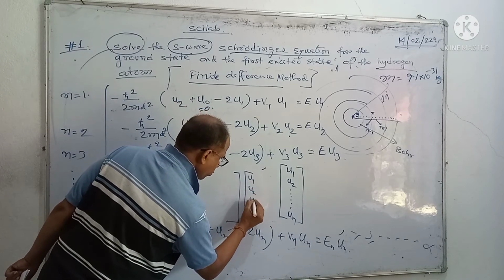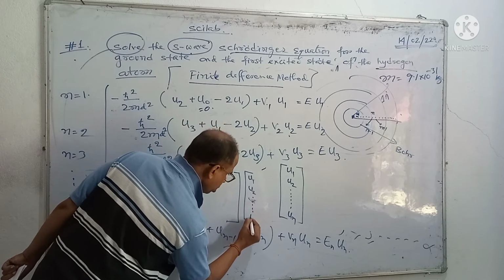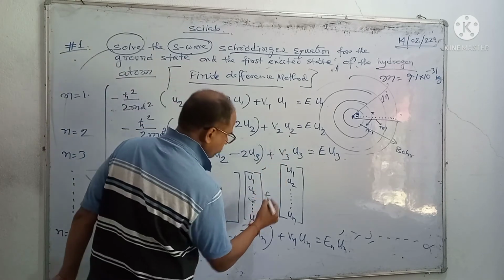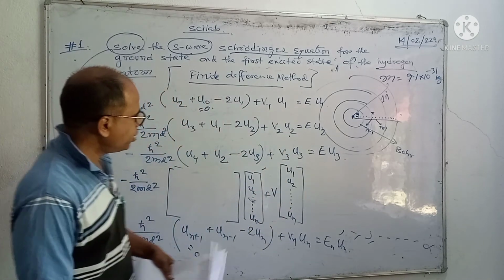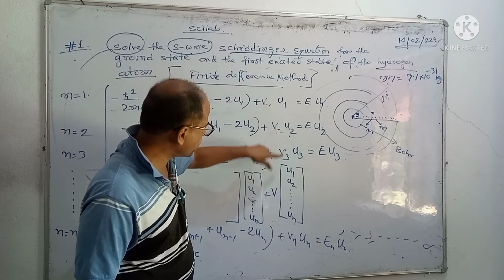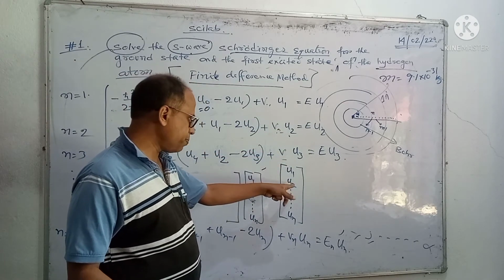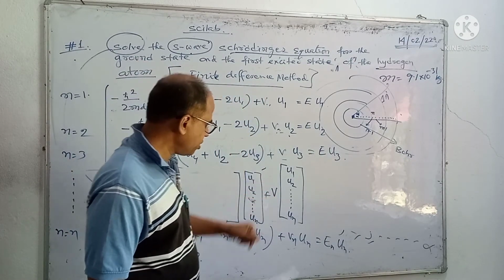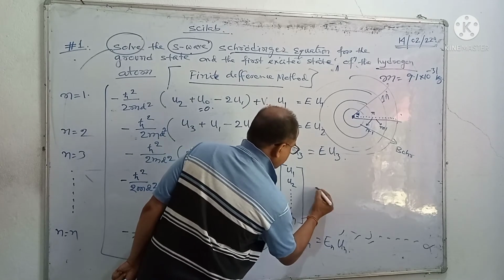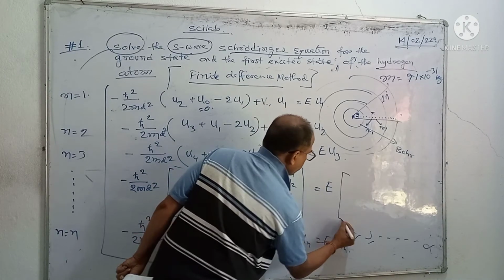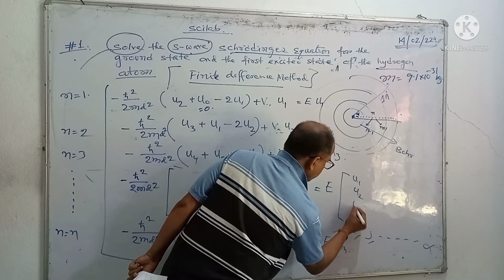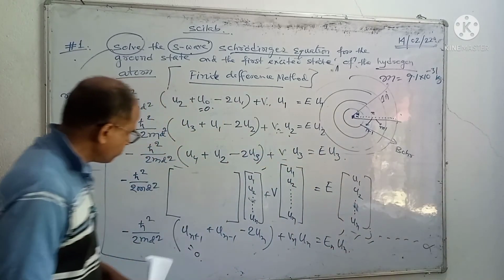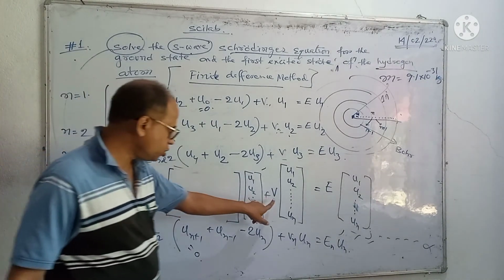u1 u2 dot dot dot un plus here it is the v, take it v. Okay, I am writing v instead, because v depends on r. In the expression take it v and take it e is equal to E into U1 U2 dot dot dot Un. Fine. Now see what will be here and what is the V.